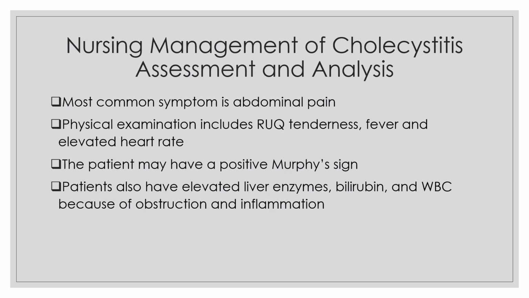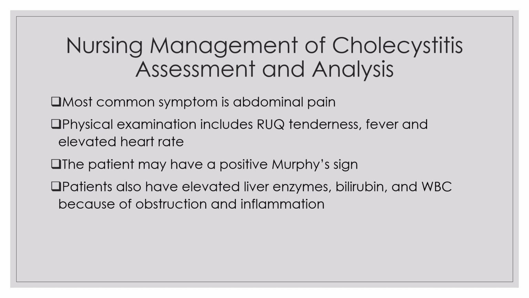So, we are nurses, and as nurses, we are going to assess. The most common symptom that your patient is going to present with is abdominal pain, so we are going to be monitoring their pain. Physical exam will include right upper quadrant tenderness, fever, and an elevated heart rate because of the fever. The patient may have a positive Murphy sign.